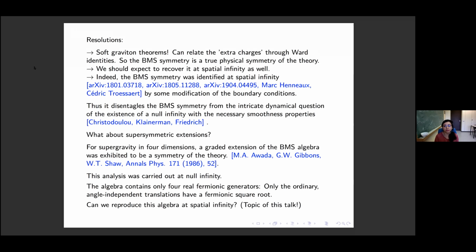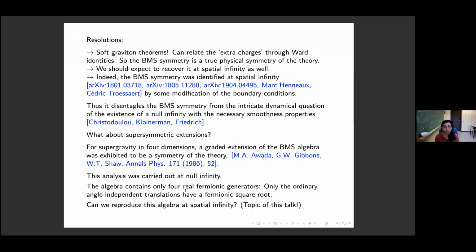Now, what about supersymmetric extensions? For supergravity in 4 dimensions, a graded extension of the BMS algebra was exhibited to be a symmetry of the theory. This was achieved by Awada, Gibbons and Shaw. This analysis was also carried out at null-infinity. Now, one important feature of this algebra, I think this was mentioned in the last talk, is that the algebra contains only 4 real fermionic generators. So out of the infinite number of angle-dependent supertranslations, which are characteristic of the BMS group, only the ordinary angle-independent translations have a fermionic square root.